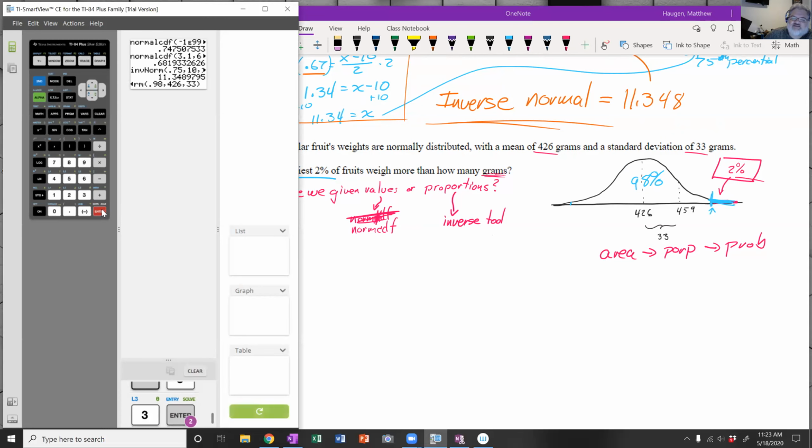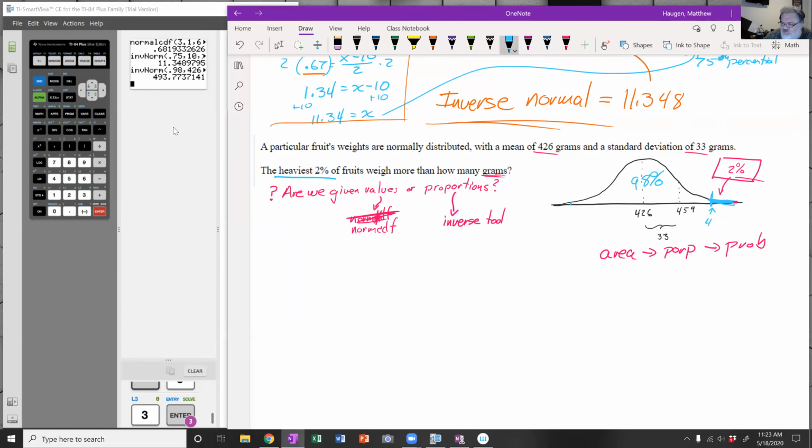So I'm going to paste that, evaluate it, 493. And again, we always want to ask ourselves, is that 493, or I'm going to say 494 grams, a reasonable value in this question? Well, averaging 426, standard deviation of 33. So a couple standard deviations up for the highest 2%, that should seem reasonable.